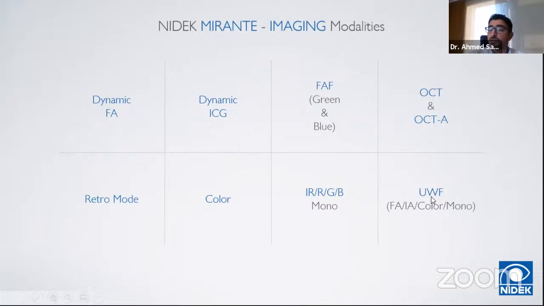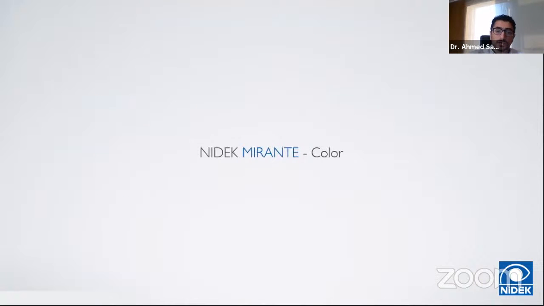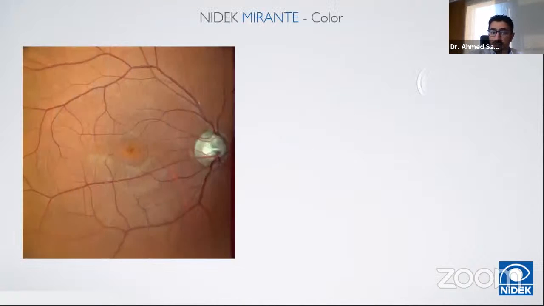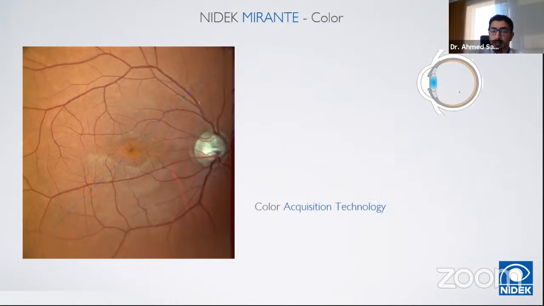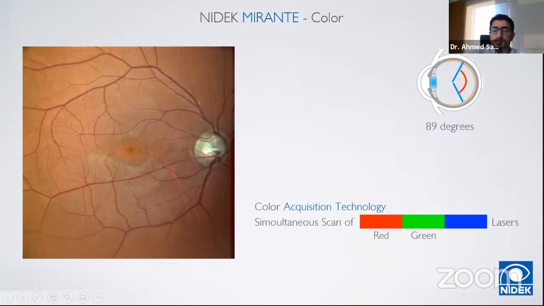And finally, we have ultra-wide field imaging, which is applicable for fluorescein angiography, infrared, colored mode, and ICG. We start with the colored images. Our system uses a combination of 3 different lasers to capture the colored image, as you can see. The size of this image is 89 degrees, and we use these 3 lasers simultaneously to provide us with information at different depths inside the retina.